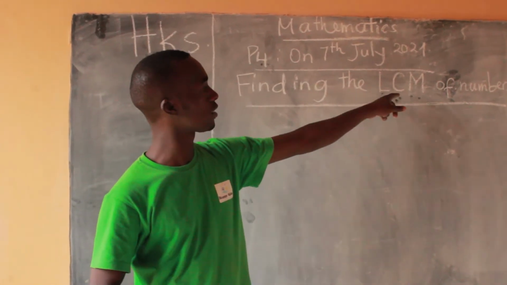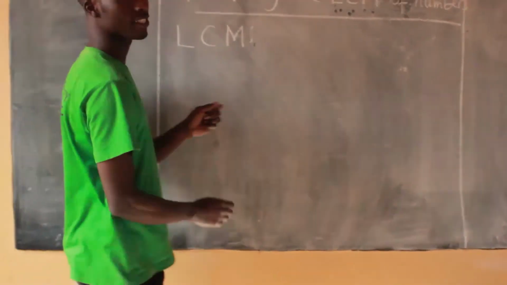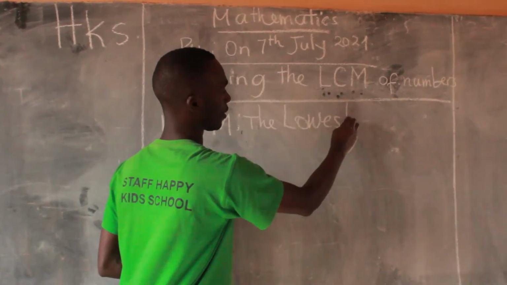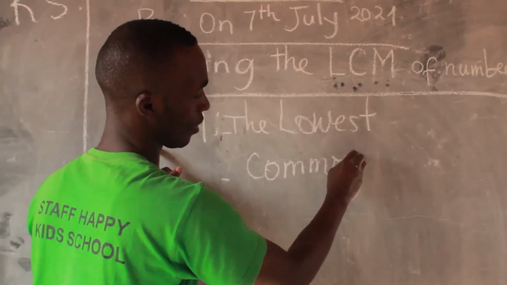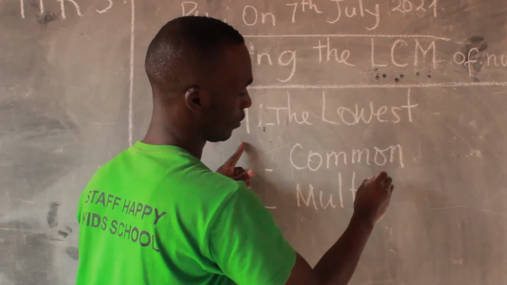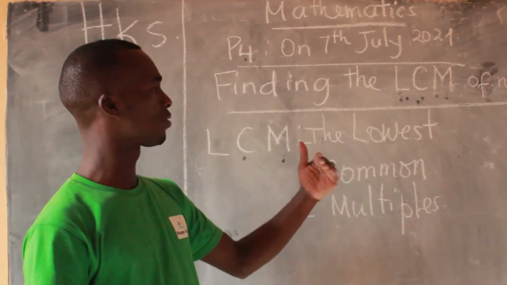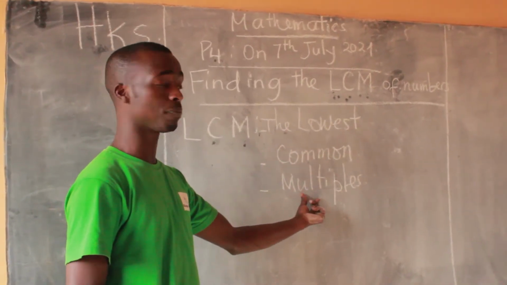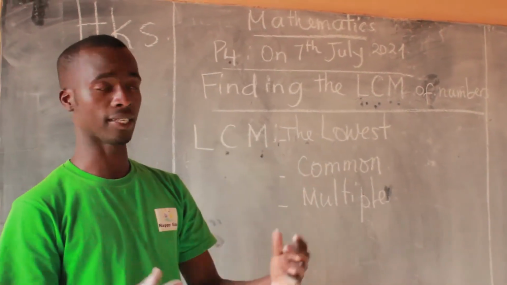From this term, lowest common multiple, this LCM here is symbolizing the lowest. This C is for common. And this M is for multiples. So from this LCM here, I want to just show you how we can find the lowest common multiple of a number of numbers.